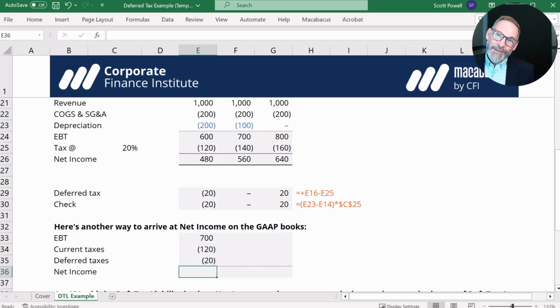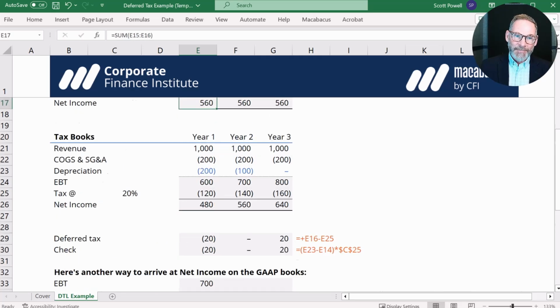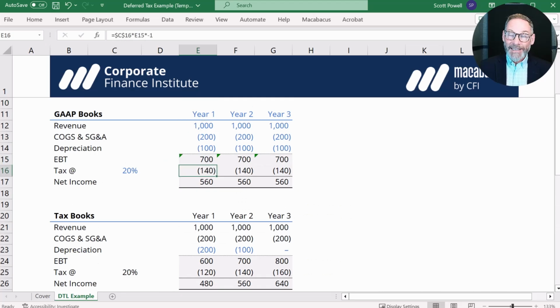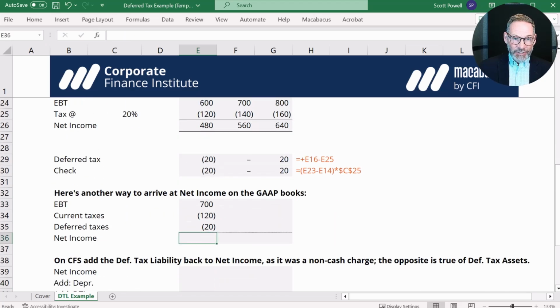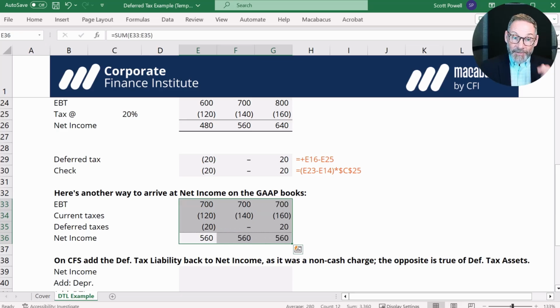Those two together are giving us, I'll scroll back up, our 140, which means we will get net income of 560. Let's just make sure that works. Alt equals, and then we'll copy that across with fill right. It should say 560 in row 36. Good, we've got it right. And that's often how it will be disclosed, again, on the income statement.